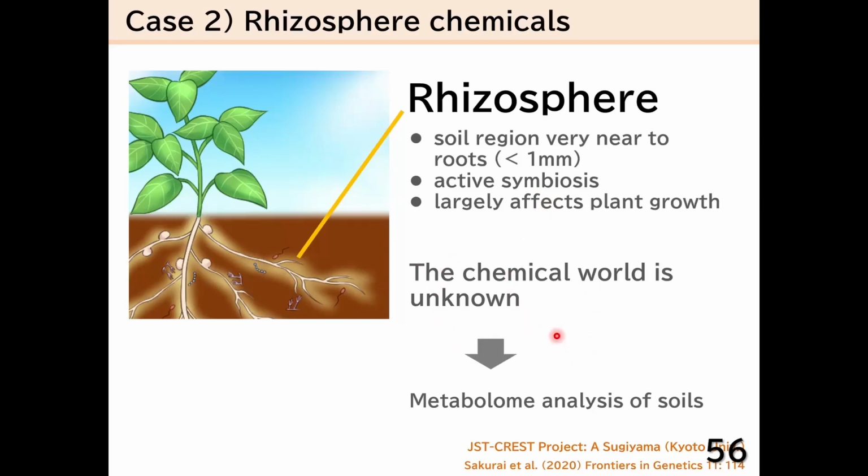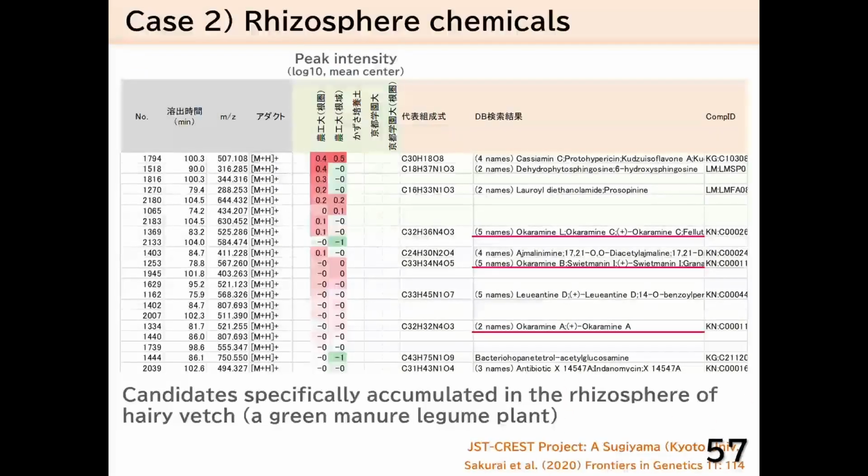So we analyzed the soil metabolism in a research project with Kyoto University. We compared 5 soil samples and found some candidates specifically accumulated in the rhizosphere of hairy vetch. It is a green manure-rich plant. In the candidate list, I found a strange name, okaramine, because okara is a waste of soybean produced in the tofu production. So I checked about the okaramines deeply.